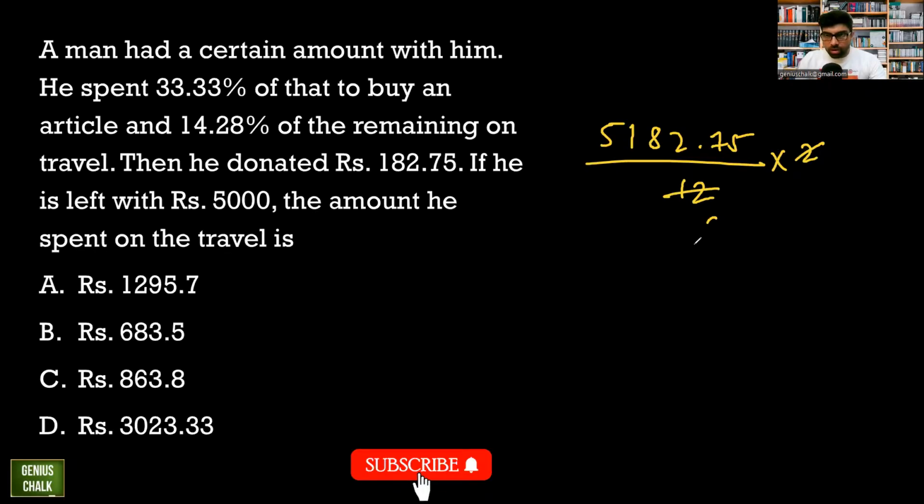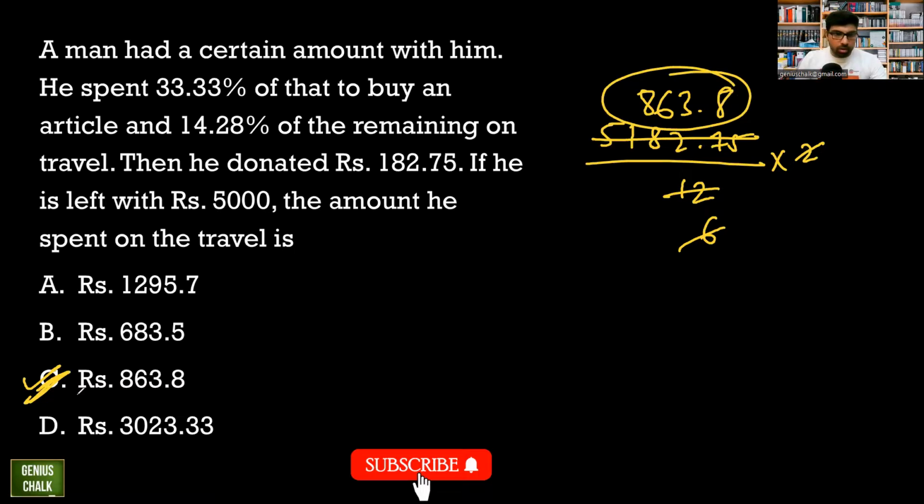Now you see, 6 8s are 48. Only one option is starting with 8. Rest you can solve. 3 8s, so 6 6s are 36. 2 2s, so 6 3s are 18. So 863 point something. If you solve, it will be 8. But this is my answer.